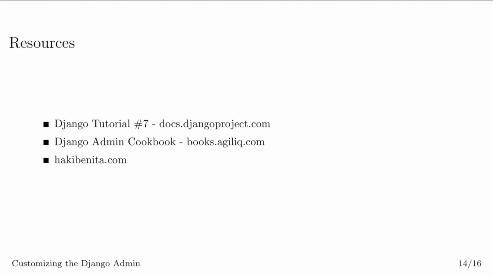These are some of the resources that are useful. The Django tutorial on djangoproject.com. Tutorial number 7 is all about customization in the Django admin. It goes over some of the features here, but again, it just goes so much deeper than that. There's a short book called the Django Admin Cookbook. It's pretty awesome. And Haki Benita's website actually has a bunch of things on this too.